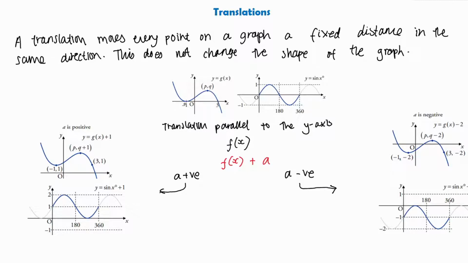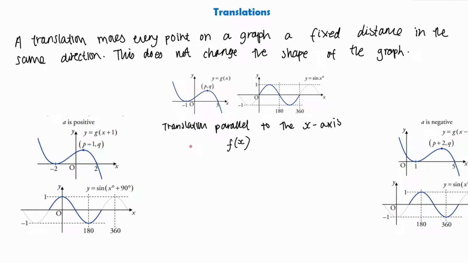So our point (-1, 0) is now (-1, -2). Our point (p, q) is now (p, q - 1). And our point (3, 0) is now (3, -2). And we can see the same sort of thing has happened here with sin x. It's now sin x - 1. So everything has been shifted down in the y-axis by 1. So this is a translation parallel to the y-axis.